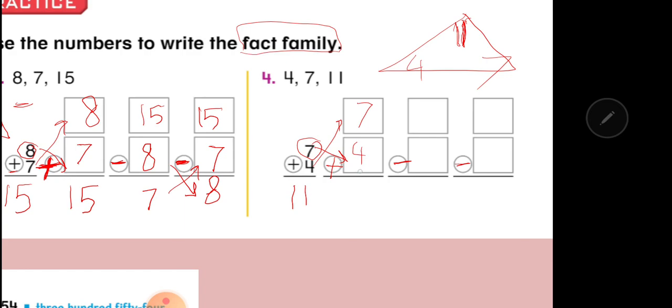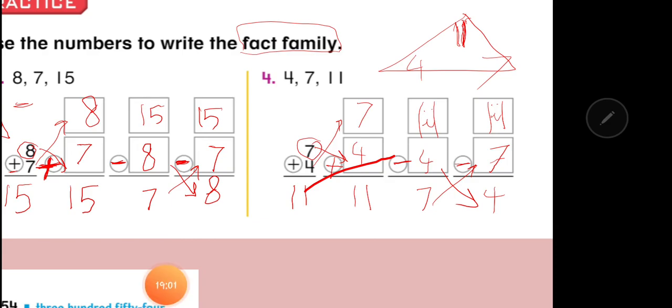7 plus 4 equals 11. Subtraction: always start with the whole big number. 11 here and 11 here. One time I take away 4. One time I take 7 away. What will be left with me? Here 7 and here I have 4. Okay, let's move to the next page.